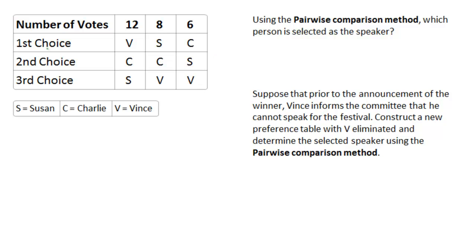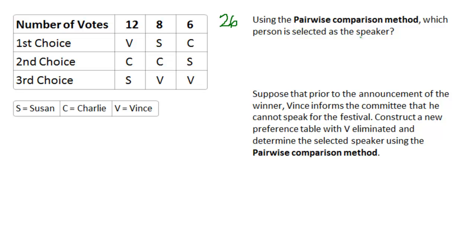So what's going on here in this scenario is that we have a festival coming up, and we're going to have somebody who's going to speak at this festival. So we have a committee that got together, and we have 26 people in this committee, right? 12 plus 8 is 20 plus 6 more. So we have a total of 26 people on this committee, and these 26 people are deciding on who's going to be the speaker for this festival. And we've got 3 candidates. We've got Susan, Charlie, and Vince. And so these 26 people voted who their first, second, and third choice were, and here's what we have in the table. So we're going to use a pairwise comparison method to see who is the selected speaker.